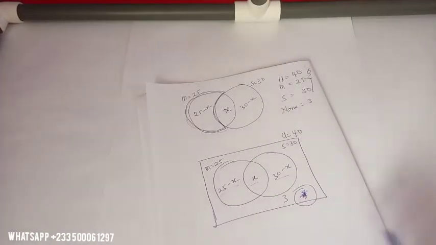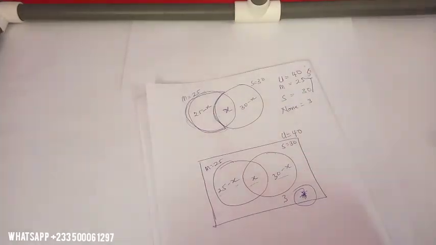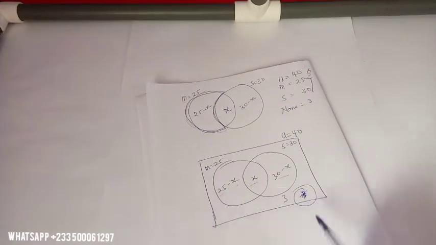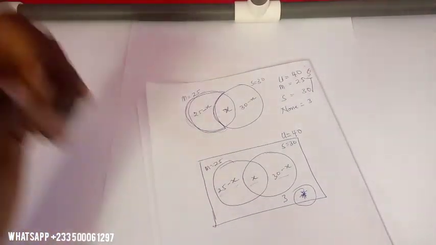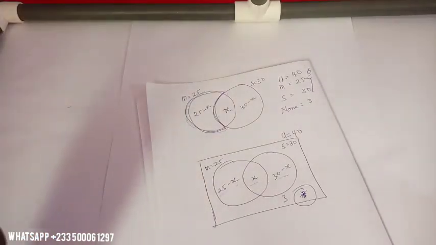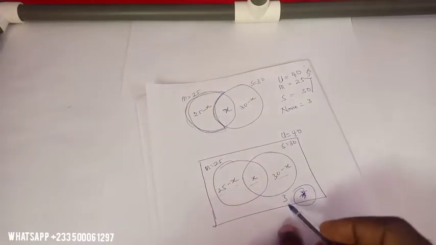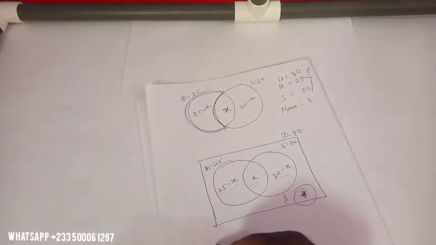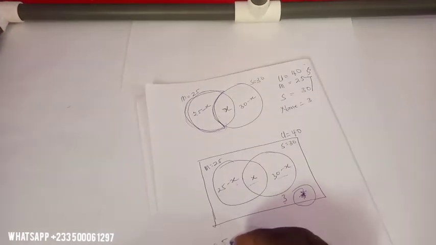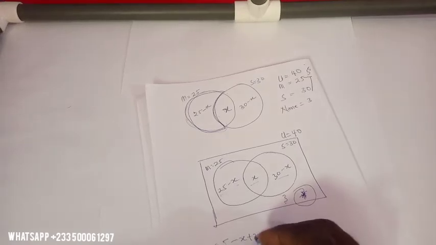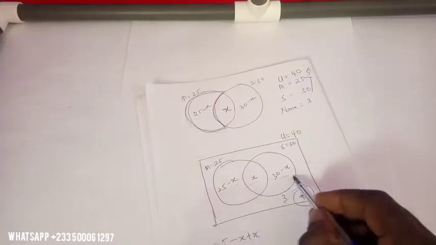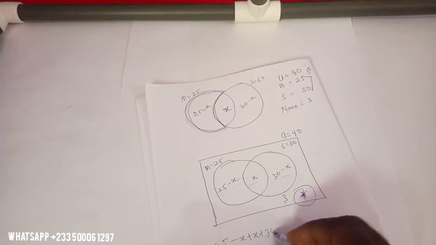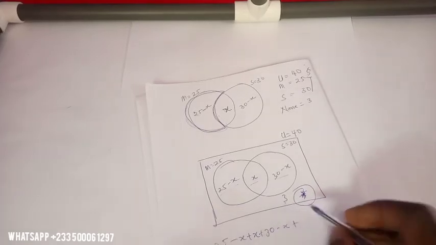But when we are adding and equating it to the universal, we shouldn't forget this. If you forget this, your answer will be plus or minus 3, which will be wrong. So we shouldn't forget these particular people over here. Are we good? So we are going to get this as 25 minus x plus this x, then this one plus 30 minus x plus this 3.